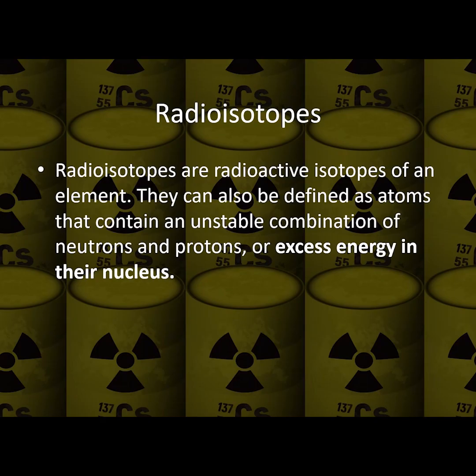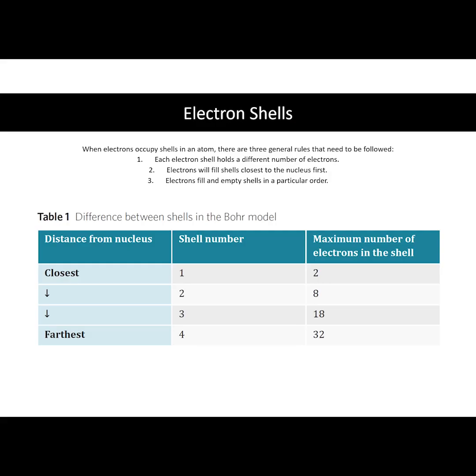Radioisotopes are radioactive isotopes of specific elements. They're basically atoms that contain an unstable combination of neutrons and protons, or excess energy in their nucleus, making them highly unstable as well. That's how radioactive stuff happens, I guess.